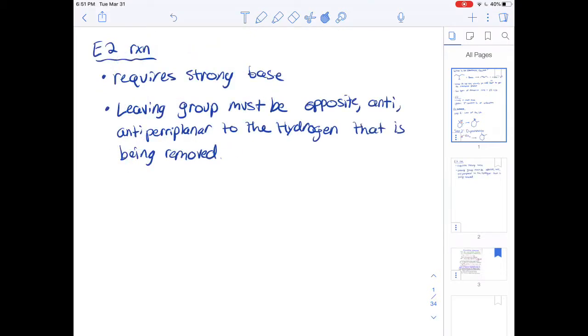Okay, so now we're going to move on to the E2 reaction. And overall, the E2 reaction is going to require a strong base because it's one step, as you guys are going to see in the mechanism. It's kind of like the counterpart for an SN2 reaction, except you're going to add heat so that you get the E2 product and not the SN2 product. And the leaving group must be opposite or anti, or as O'Connor likes to say, anti-periplanar, to the hydrogen that is being removed. So I'll show you the mechanism and hopefully that will make this make more sense.